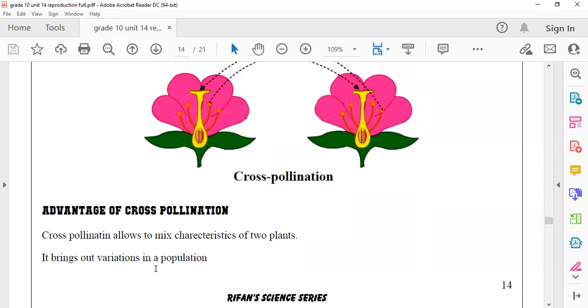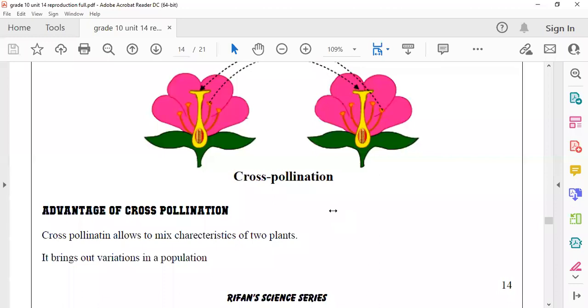Actually, cross-pollination is more favorable. Cross-pollination mixes the parental characters. Through that, new characters appear. These new characters are called variations. More and more variations coming out means it is more favorable for evolution. So you have to understand that cross-pollination increases variation.